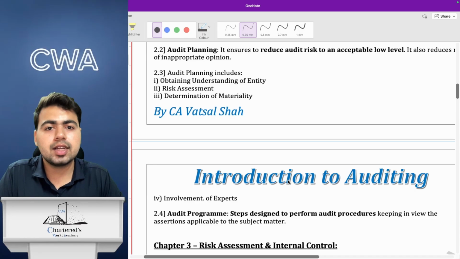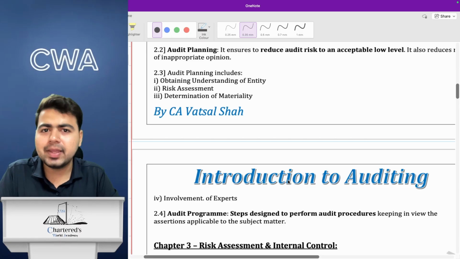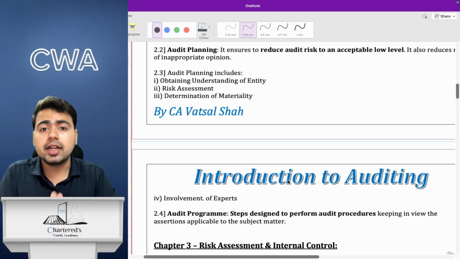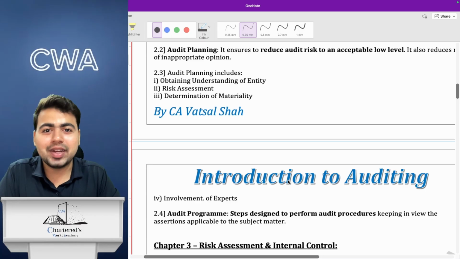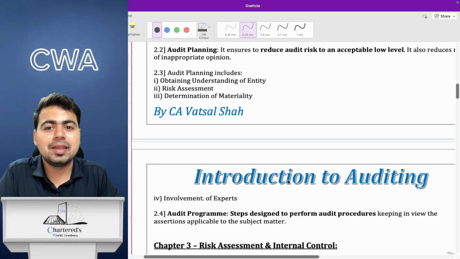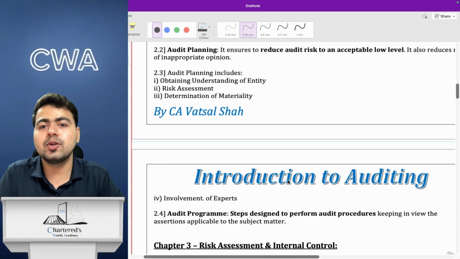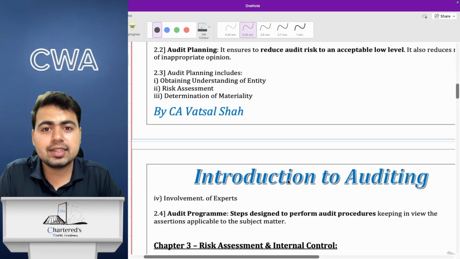Second type of risk, which is control risk. Now, this is slightly easier to understand. Control risk is a risk of material misstatement where internal controls fail to prevent, detect, or correct the misstatement in a timely manner. Simply put, if an error has occurred because of our controls being inefficient, then that would be part of control risk.